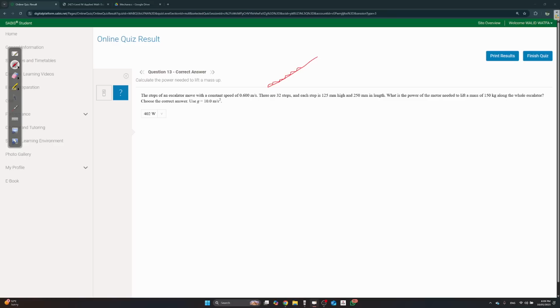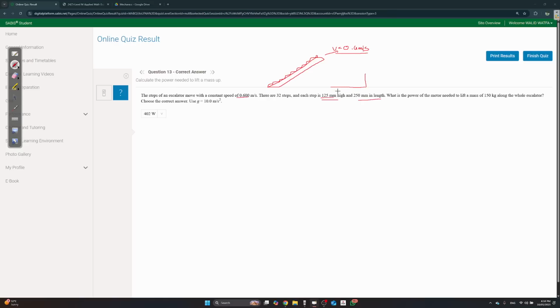Okay, anyway, so just so you can see how the escalator looks, it's basically a stair that continues to move at a velocity, and that's given as 0.6 meters per second. So it's going up at this velocity. And what you need to know is that it's 125 millimeters high and 250 millimeters in length. So each stair has these dimensions.